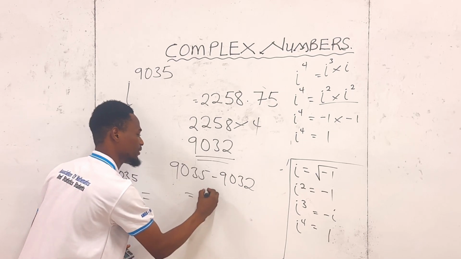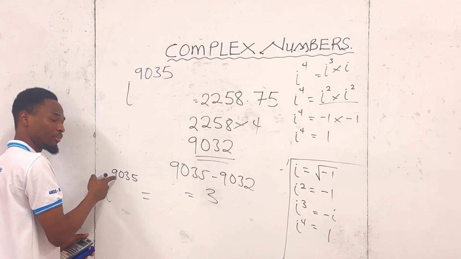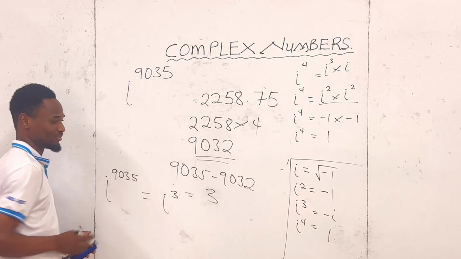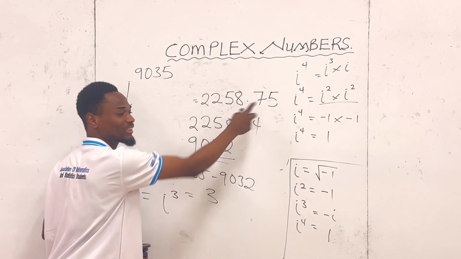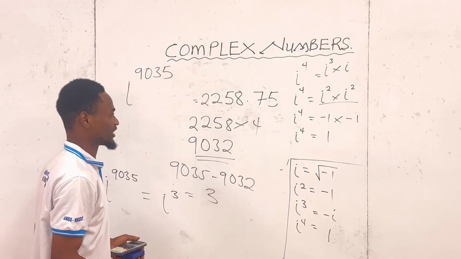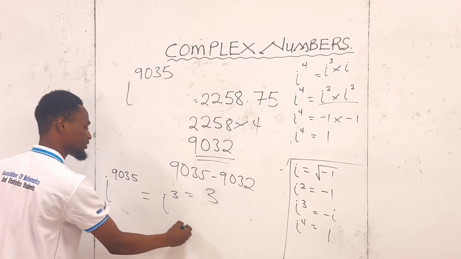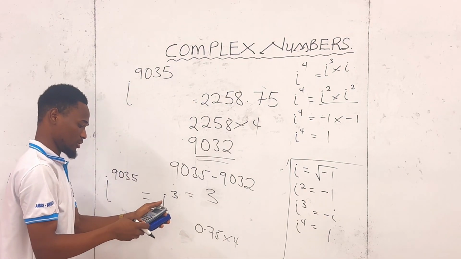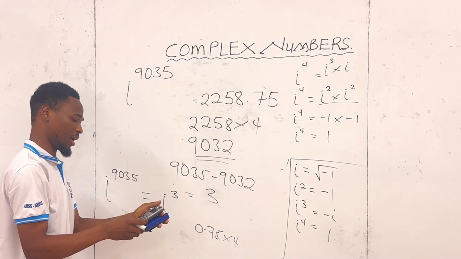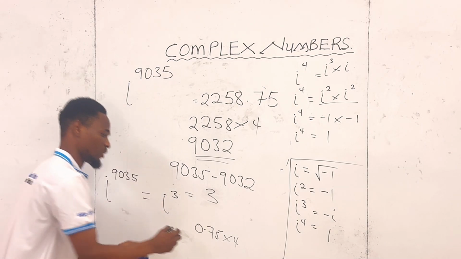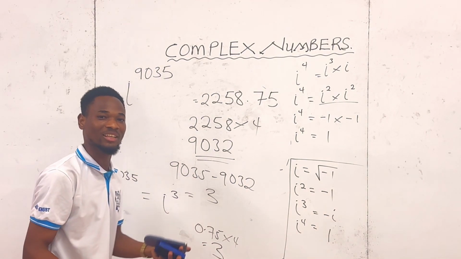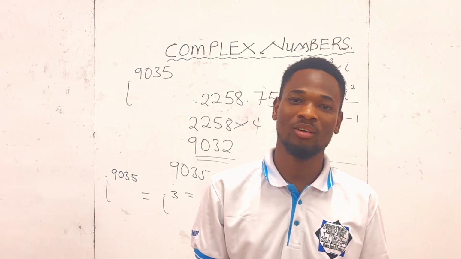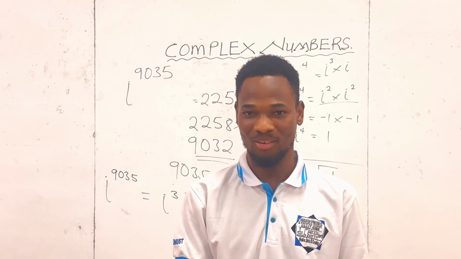Sorry viewers, this 3. Alright. So if I raise the power 9035, I'll get what? I raised the power what? 3. You can still use the decimal portion. So if I use the decimal portion, I have 0.75 times my 4. So if I have 0.75 by 4, I'll get 3 straight away. Viewers, this is how simple complex numbers can be. Do you get it that way?